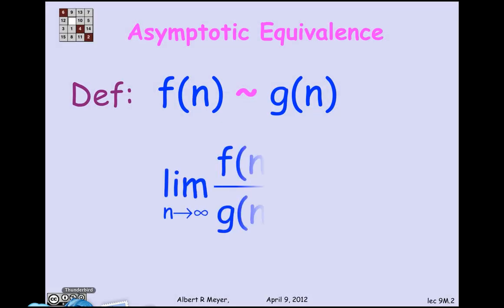The first of these relations is the simplest one. It's called asymptotic equivalence or asymptotic equality. So this tilde symbol is read as asymptotically equal to. So f of n is asymptotically equal to g of n if and only if the limit of the quotient of f of n over g of n is 1. Let's look at an example.